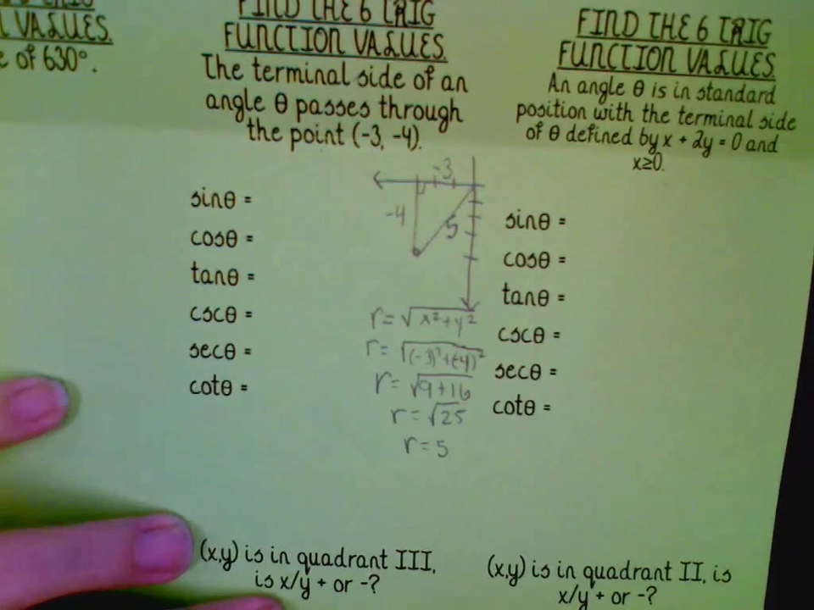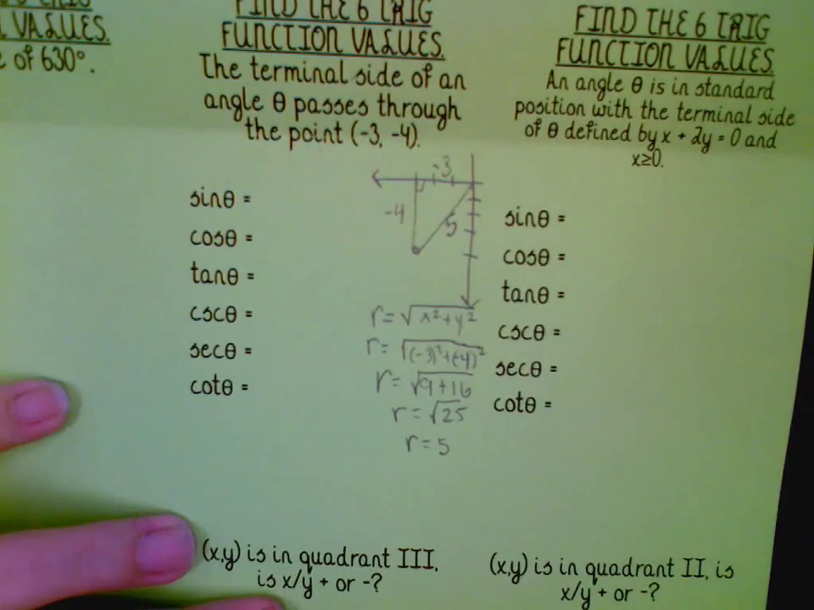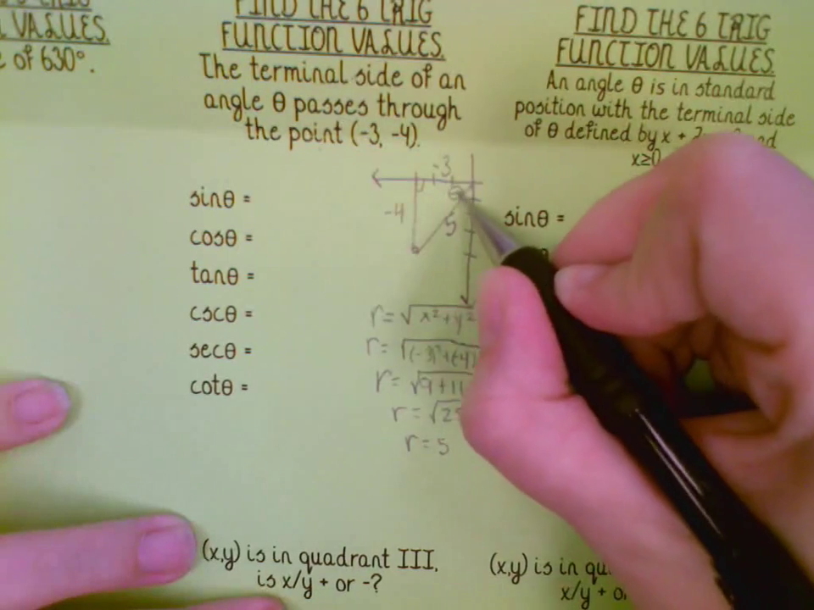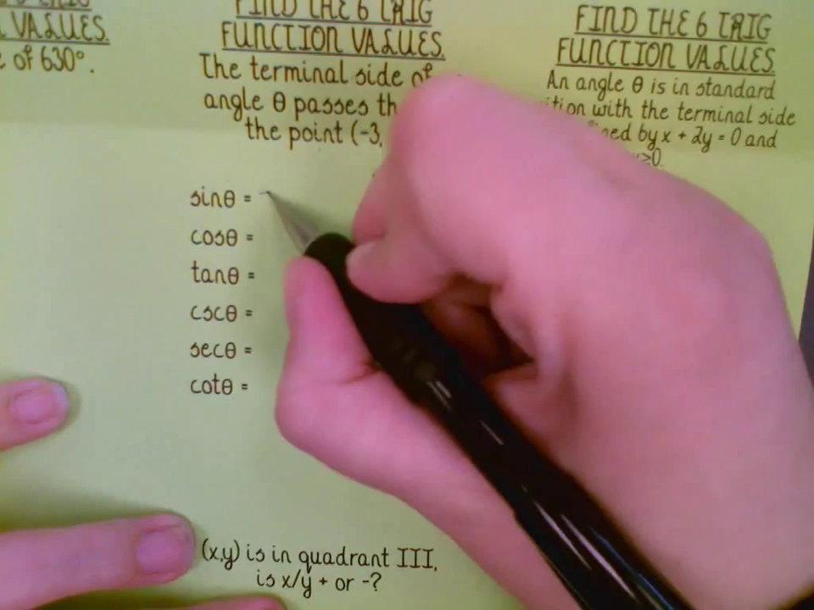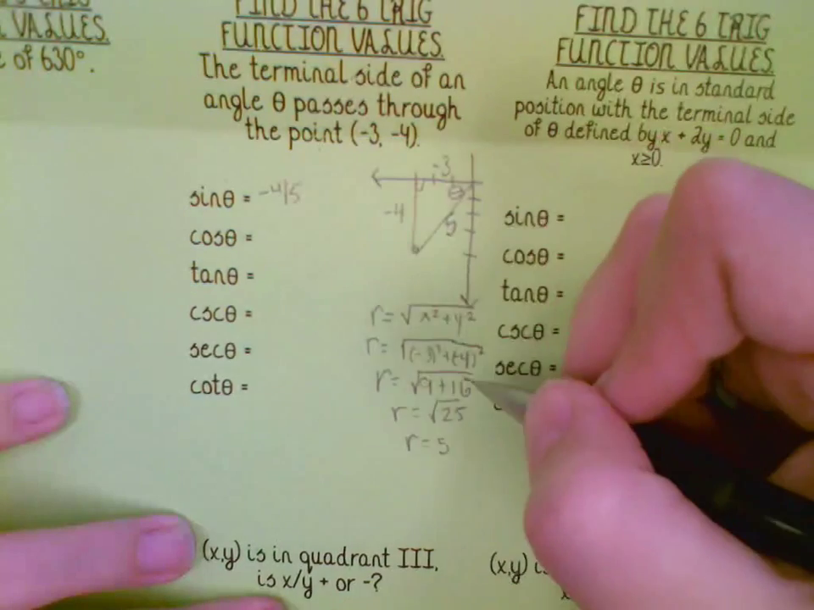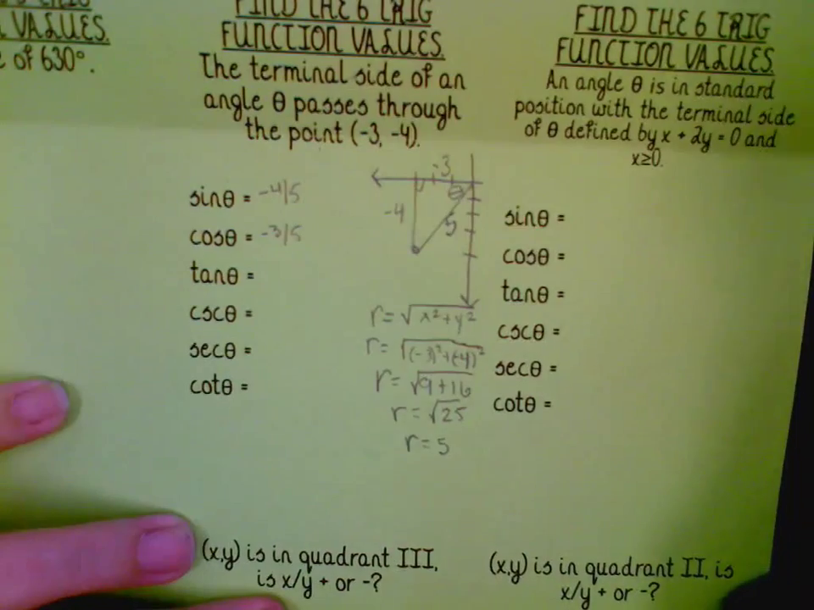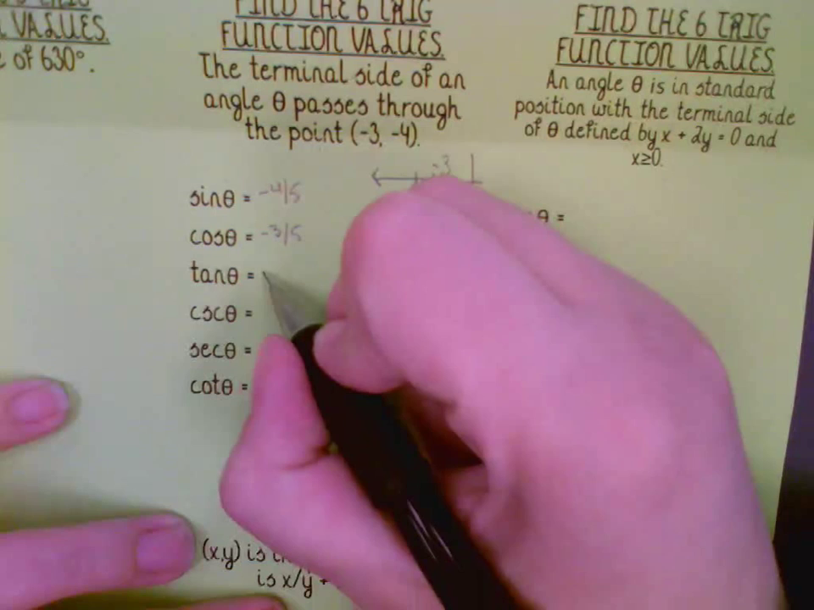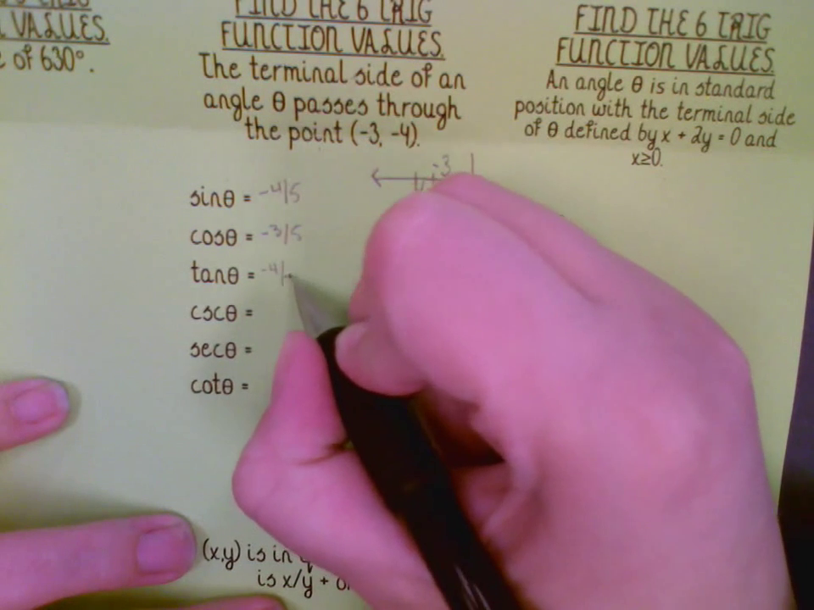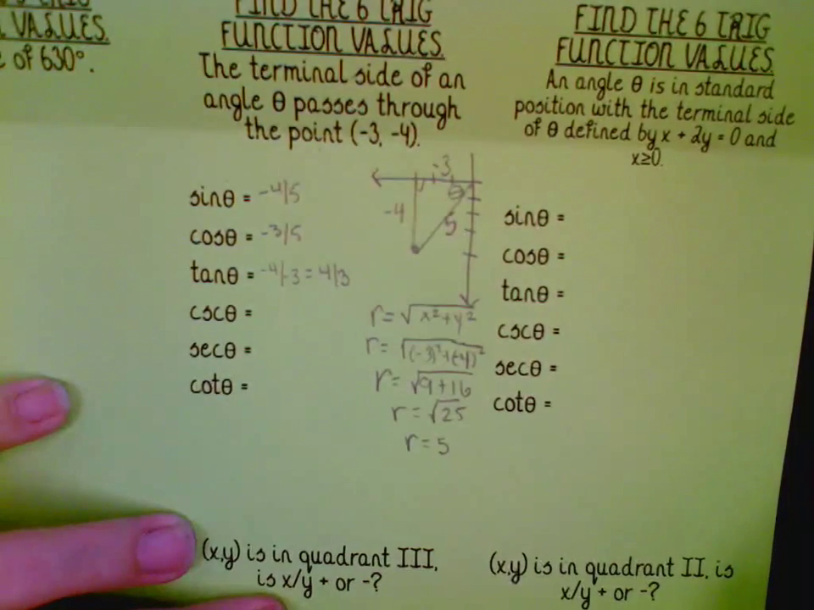So from there, we can just do SOHCAHTOA, or you can use them defined as x, y, and r because you know x, y, and r. So sine is the opposite over the hypotenuse, so -4/5. Cosine is adjacent over the hypotenuse. Tangent is the opposite over the adjacent. Since they're both negative, we'll simplify and write them as positive.